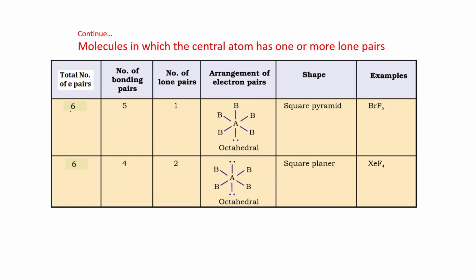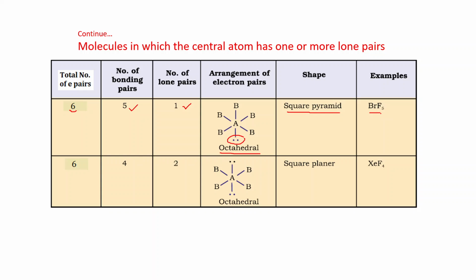If total number of electron pairs are 6, out of 6, 5 are bond pair and 1 is lone pair. The arrangement of electron pairs, that is all lone pair as well as bond pair, are as octahedral. But there is one lone pair, and that's why its geometry becomes square pyramid or square pyramidal.